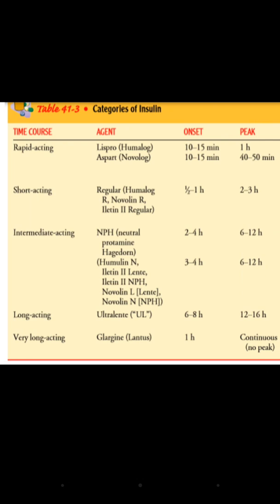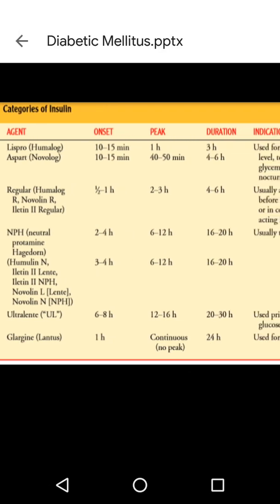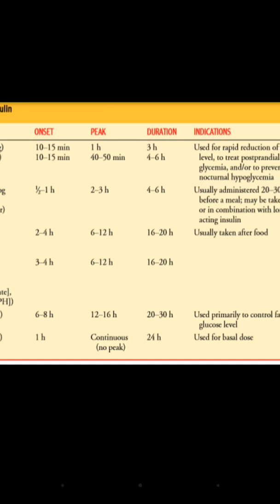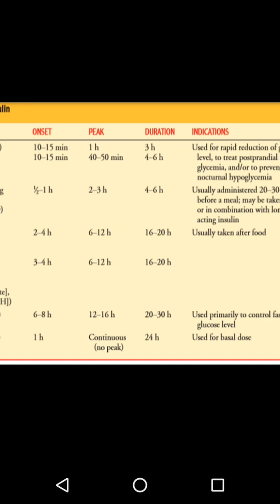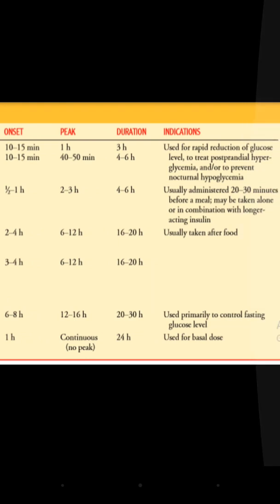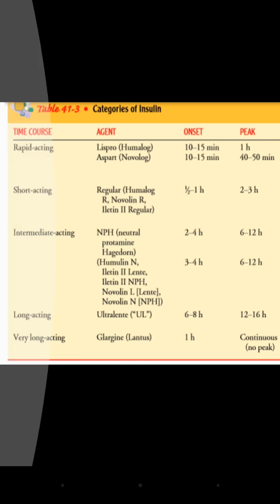Then long acting, the example is Ultralente, which is most commonly named as lente injection. Its onset is 6 to 8 hours. Then peak is 12 to 16 hours. The duration is 20 to 30 hours. Why is it called long acting? Because it has a longer duration of action, right? 20 to 30 hours. That's why it is called long acting. It is used primarily to control the fasting glucose levels.